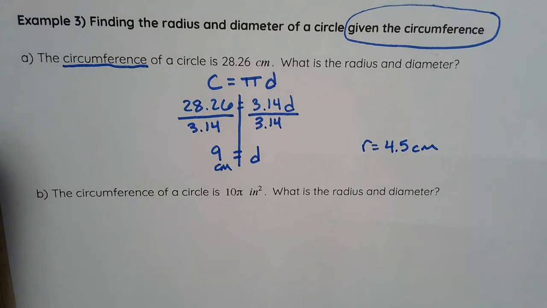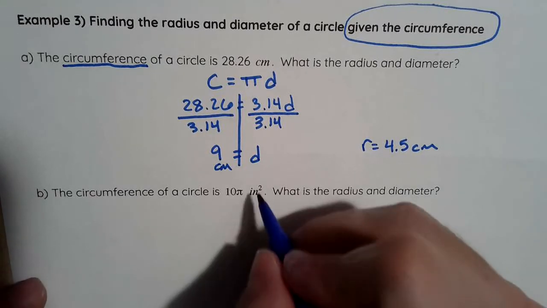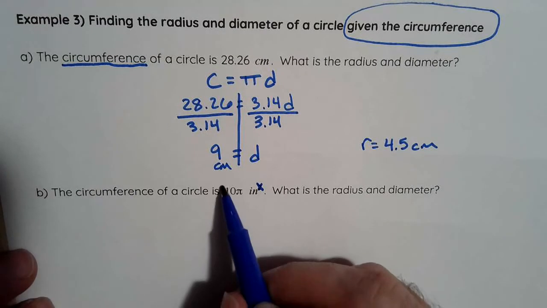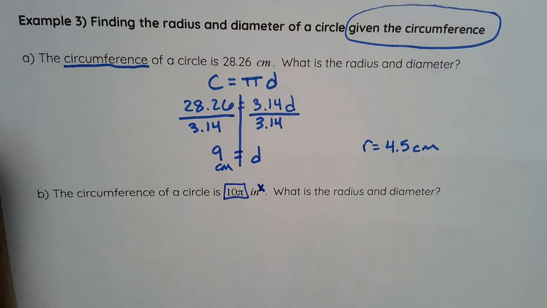In B, the circumference of a circle is 10 pi inches squared. I should not say inches squared, it should just be inches, because we're not dealing with area, we're dealing with a distance around, so just inches. What is the radius and the diameter? This is a unique way to write anything involving pi. It's called the exact form, because it hasn't truncated pi, it hasn't rounded anything. It's the most pure way to write an answer. It's also called being written in terms of pi, meaning it involves the pi symbol.